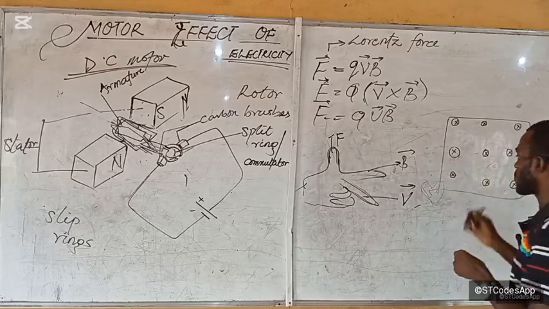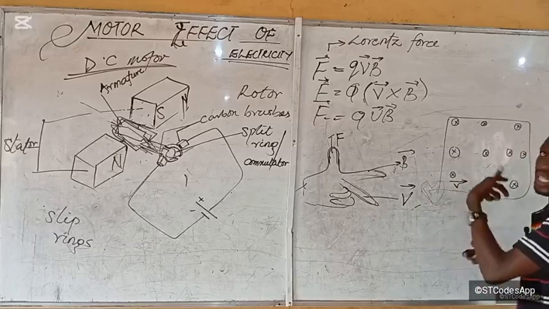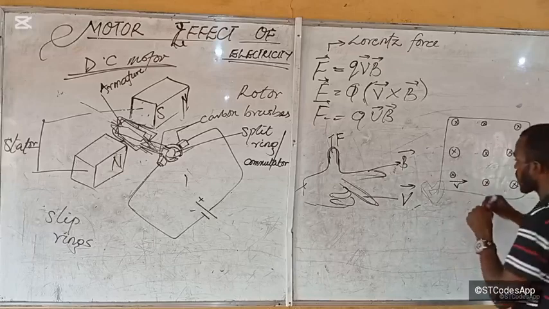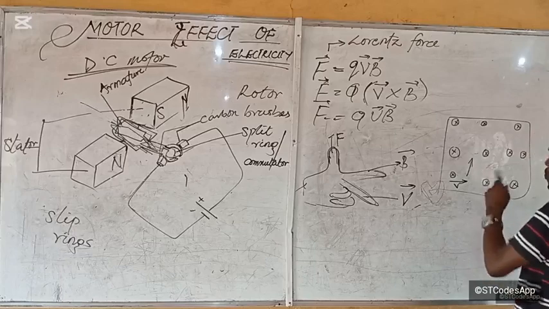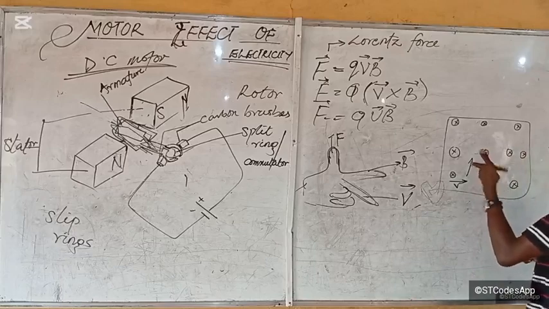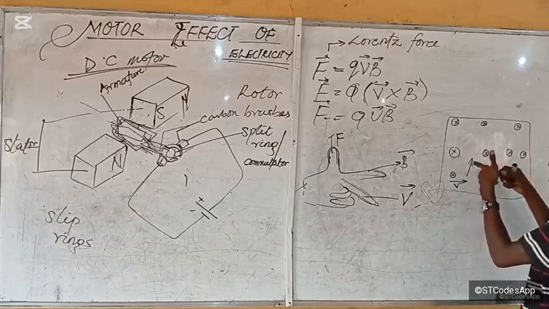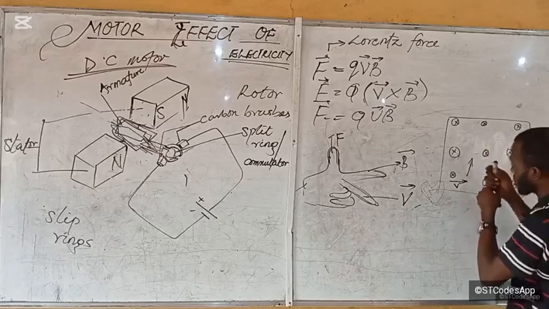But let's say the velocity was actually in this direction. If the velocity was in this direction, where will it feel force towards? It will feel force upward. Is that okay? If it feels force upward, the charge will now be here. Magnetic field is still here. Velocity is still in this direction. If velocity is in this direction, where will it still feel force towards? Upward, right?